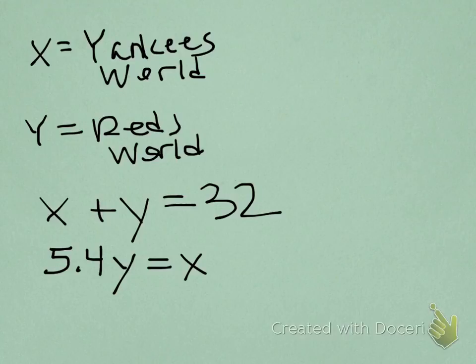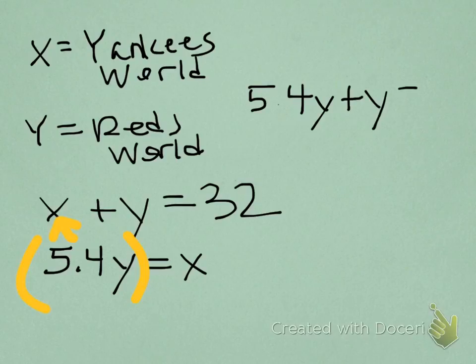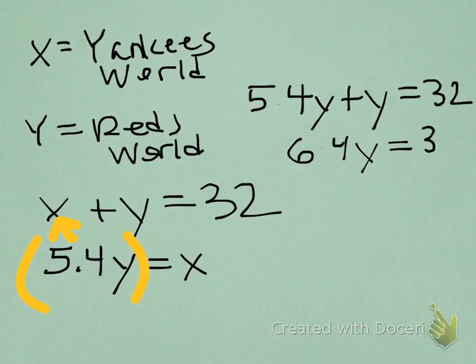Now notice step 1 has us solve for one of the variables. Well, one of them is already solved. It's equal to x by itself. So we can take the 5.4y and put it in for x in the second equation. So 5.4y plus y equals 32. That's going to be 6.4y equals 32. So I divide by 6.4.